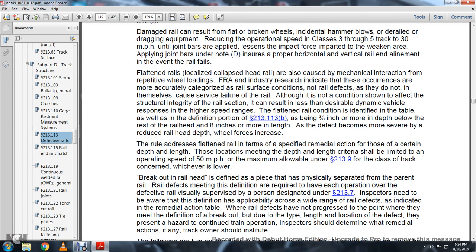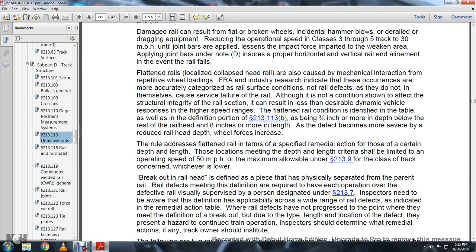Alright, flattened rails. Localized cap lips on the head of the rail are also caused by mechanical interaction from the repetitive wheel load. The FRA, industry, and researchers indicate that these occurrences are more accurately categorized as rail surface conditions, not rail defects, as they do not themselves cause service failure of the rail. Although it is not a condition shown to affect the structural integrity of the rail section, it can result in less than desirable dynamic vehicle response within higher speed ranges.